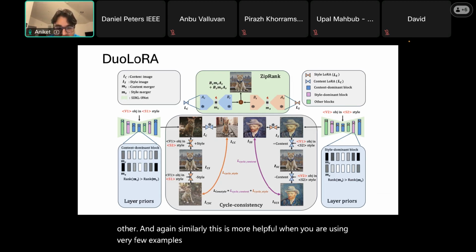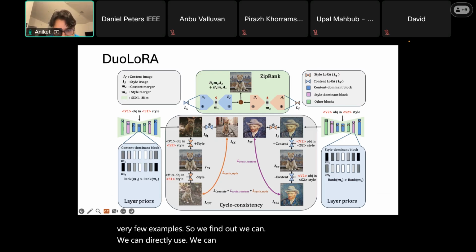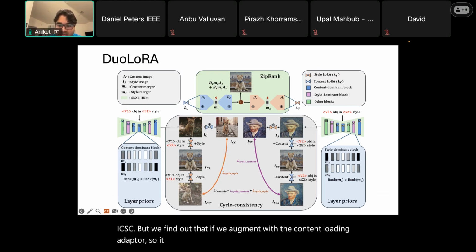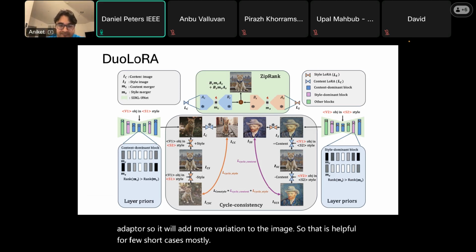We can directly minimize I_C and I_CSC, but we found that if we augment with the content LoRA adapter, it adds more variation to the image. So that is helpful mostly for few-shot cases. Okay, thank you. Thank you.